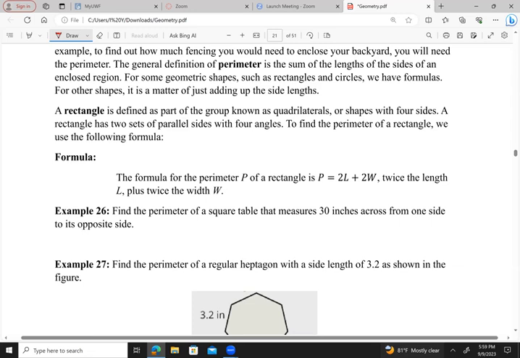Find the perimeter of a square table that measures 30 inches across from one side to the other. It's a square. That means all 4 sides are 30 inches. So the length is 30 inches, the width is 30 inches. So to use our formula here, we have 2 times the length, which is 30, plus 2 times the width, which is also 30. 60 plus 60, which is 120 inches.